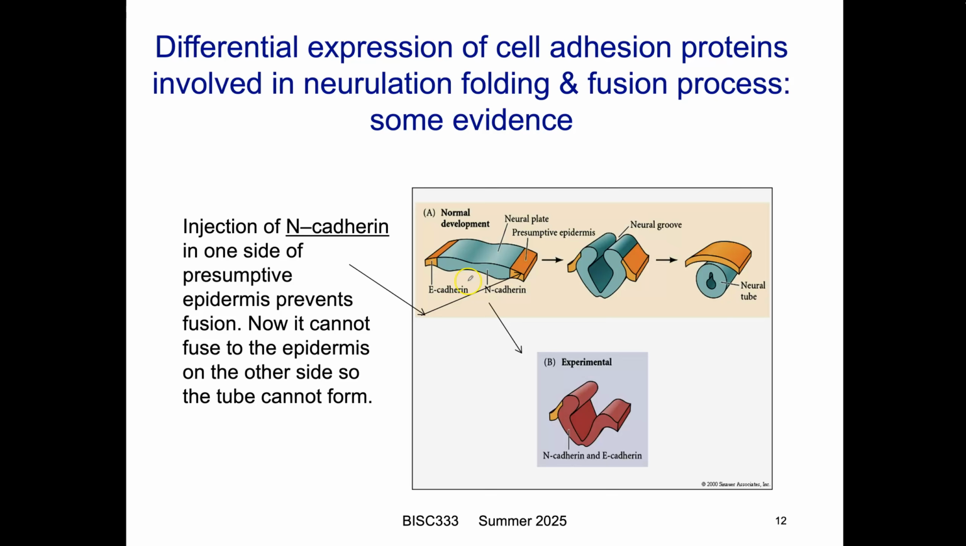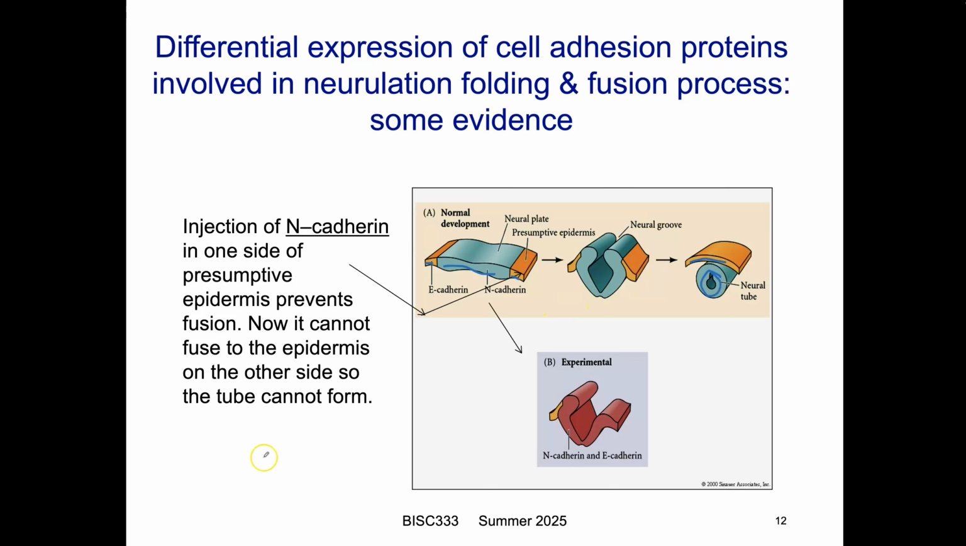So this is one of the experiments that basically showed that probably these cadherins have roles in the proper folding up and fusion of the epidermis, right? So here's our normal development. We've got our NCADs expressed in the neural plate. The presumptive epidermis has ECAD being expressed, and then normally the correct cell types fuse with each other to form your overlying epidermis and your neural tube.